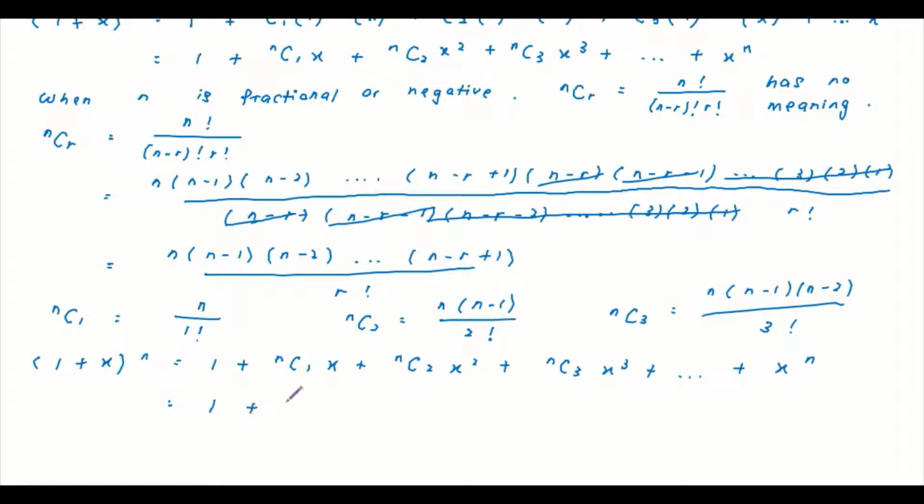So 1 plus n divided by 1 factorial. Of course, you know that n divided by 1 factorial, you get n. But I'm just writing this down like this so you can see the pattern. So x plus n(n minus 1) over 2 factorial x squared. This is what we have got. Now nC3, this one: n(n minus 1)(n minus 2) over 3 factorial.